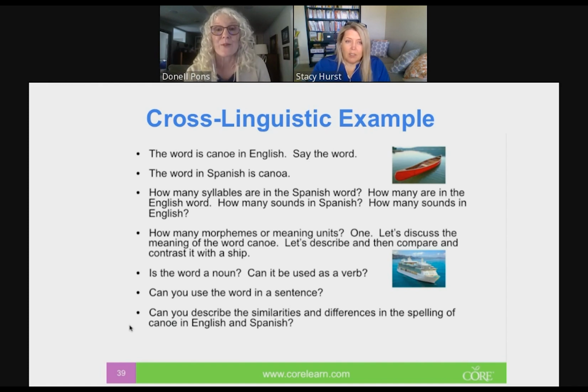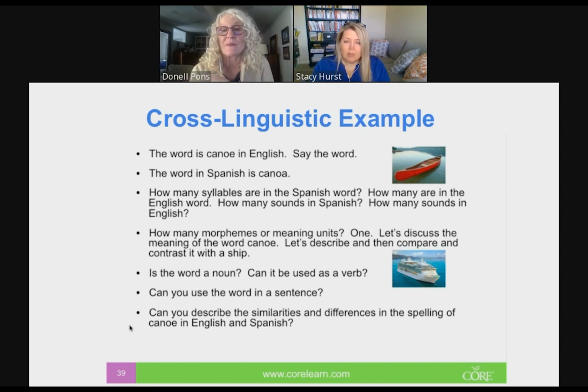Is the word a noun? So what part of speech? Can it ever be used as a verb? And talk about what that might look like if it's ever used as a verb. Can you use the word in a sentence? And so, just like Stacy did for the word in English, we could do this with cross-linguistic.